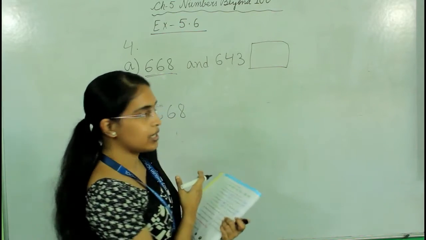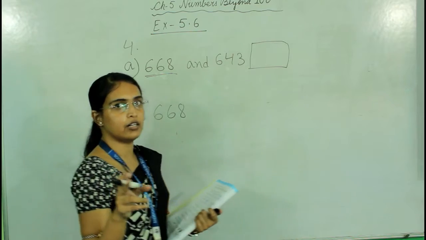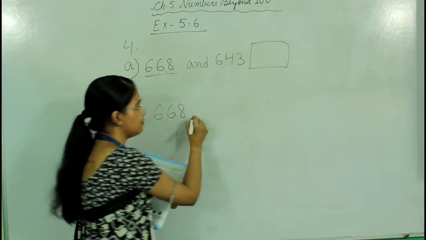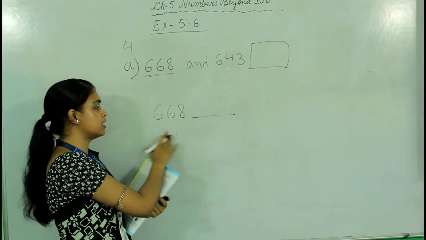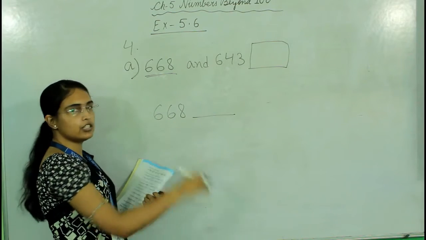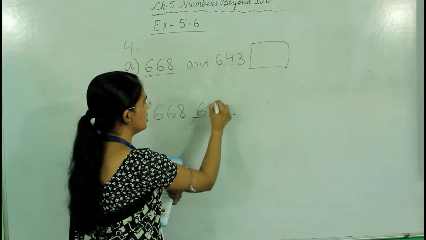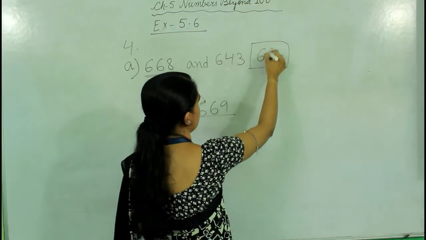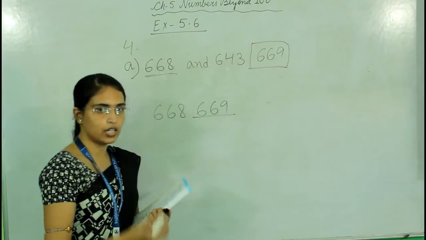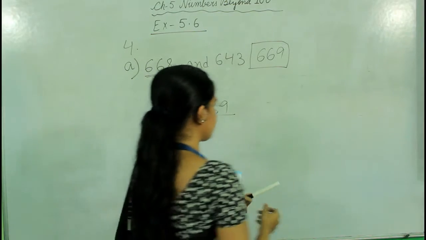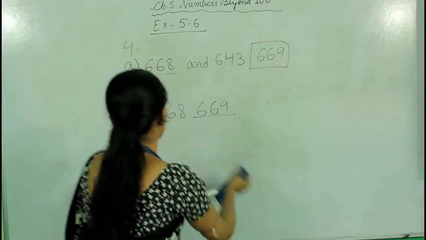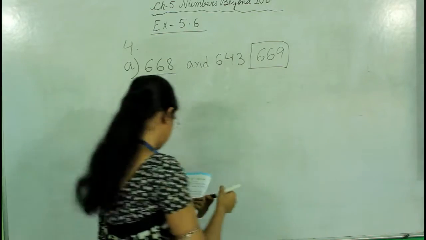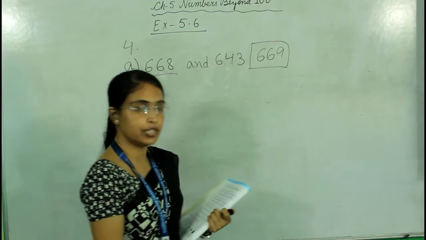After finding the bigger number, what do we have to do? We have to write down the successor of this bigger number. That is the after number. So what comes after 668? 669. That means the answer is 669. Okay? It's very easy, right? Now we will do question number D.